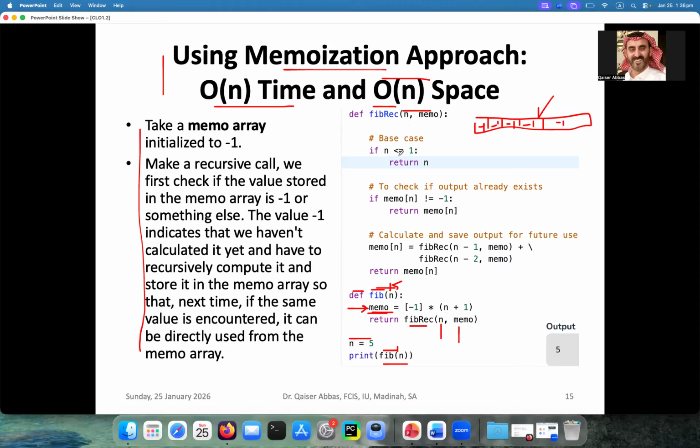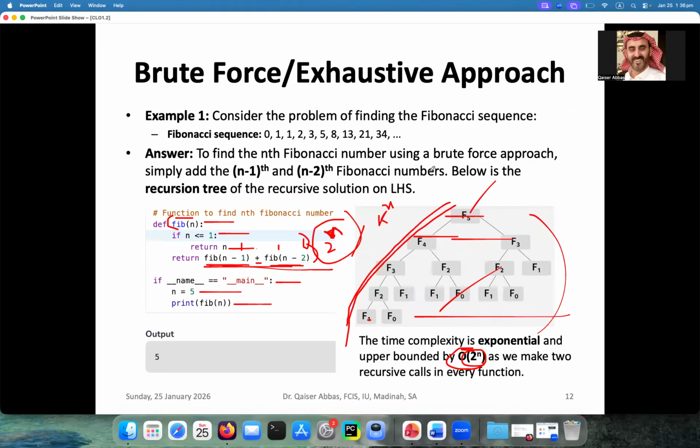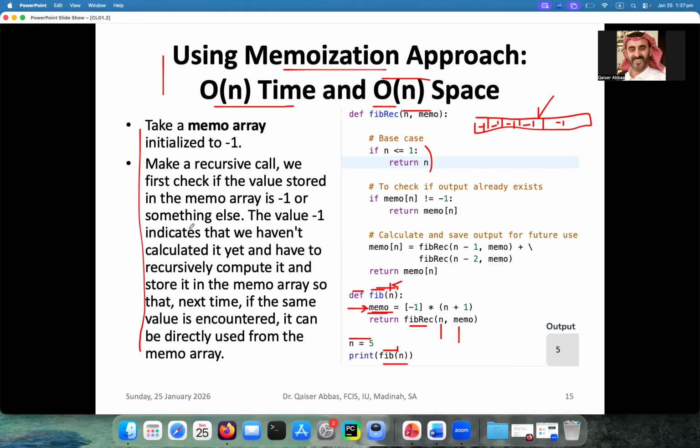If n is less than or equal to 1, return n. This is the same base case as you saw here. So if n is 1 or 0, then it would be equal or less, and we are returning it. If n is equal to 5, then we come here and check memo[5] not equal to -1.